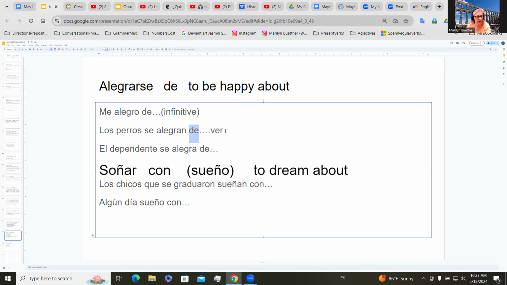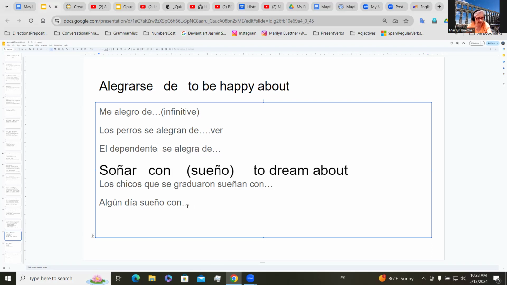Anytime you have an activity, an action word after a preposition like de, it goes back into that infinitive form, right? So I wouldn't say los perros se alegran de ven. I wouldn't conjugate it. Los perros se alegran de ver. Verte, see you. Vernos, see us. Verlo, see him. Verla, see her. ¿Sí? Los perros se alegran de ver a la familia. Dogs are happy to see their family. Verle, verlo, see him. Verte, see you. Okay. Bien.